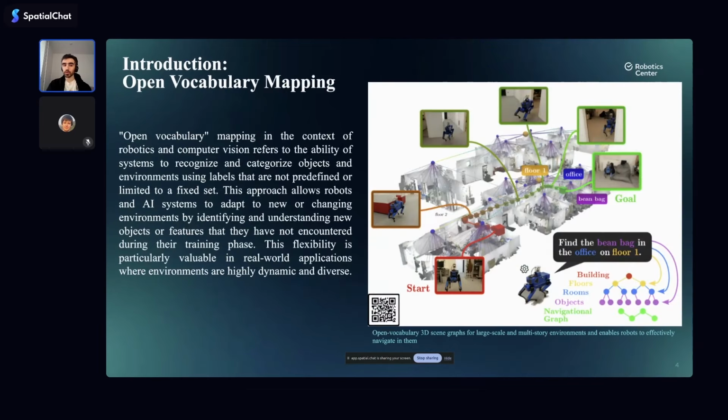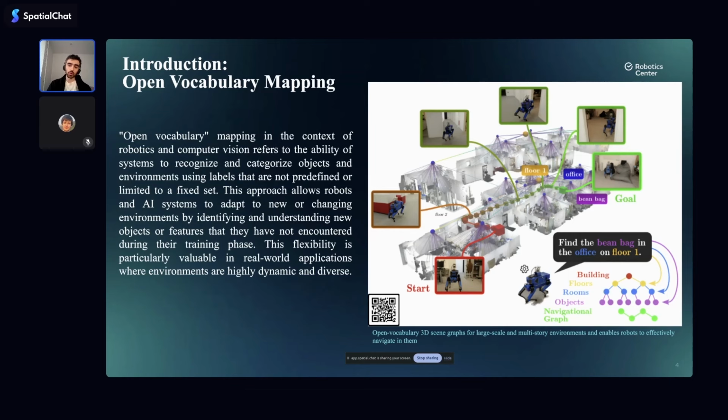The general definition of open vocabulary mapping, as we said, is to recognize and categorize objects in an unseen environment and build this environment so that the robot can understand and interact with it semantically, and can perform tasks without us teaching it, for example, what the specific objects are or what specific environment we have. So it gives flexibility for mobile robots to operate in unknown environments and perform tasks.